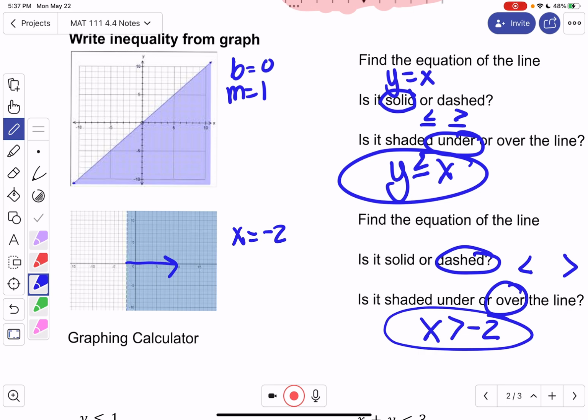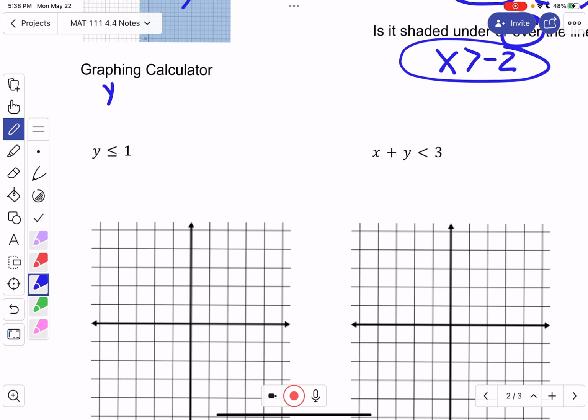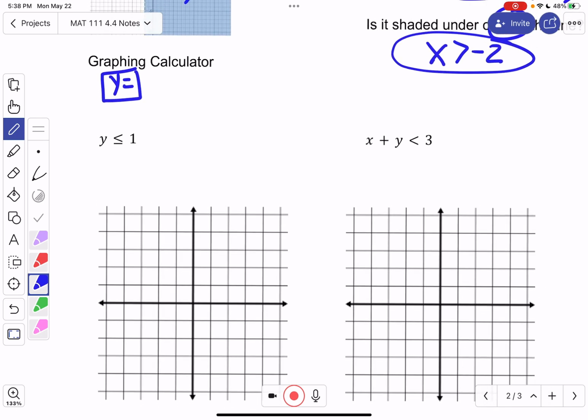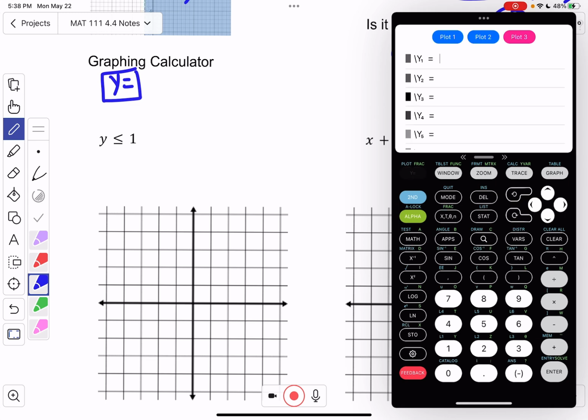Your graphing calculator will also graph these for you. You're going to enter the equation in your y equals menu. So if I were doing this first one, y equals 1, I pull up my graphing calculator. In the y equals, that top left button, I'm going to type 1. Now I'm going to arrow over so that the equals is highlighted, or it has a box around that y part, depending on what your calculator looks like, and hit enter.